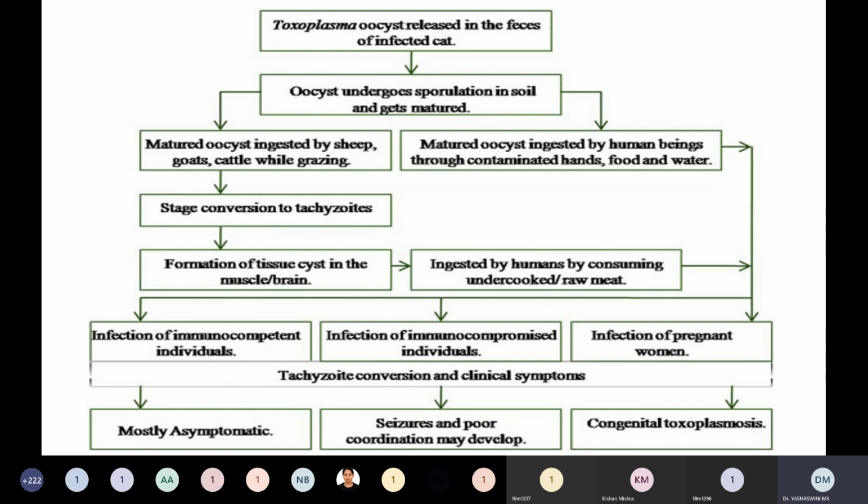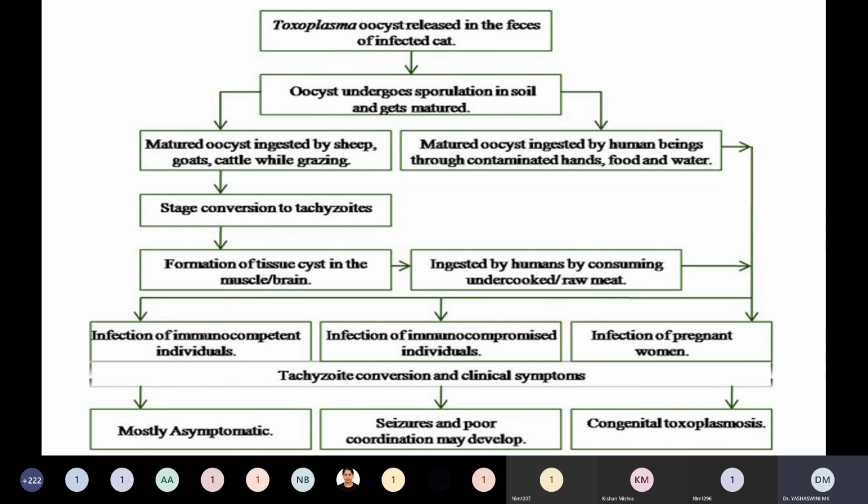So this can be ingested by humans when they consume undercooked or raw meat, or else humans can get infected when the matured oocyst is contaminated in the hands, in the food and the water. Once they infect humans, there are three different cycles which can happen. If the infection is happening in an immunocompetent individual, it will be mostly asymptomatic.